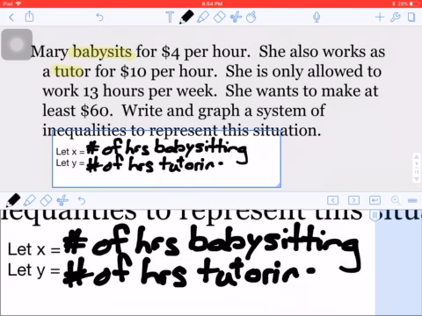And by the way, guys, tutoring is a pretty sweet gig. You can make some pretty good money doing that. So it doesn't have to be in math. If you have other skills in other classes, I would certainly investigate becoming a tutor.